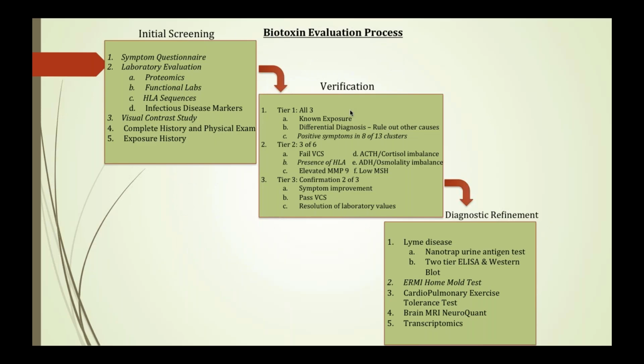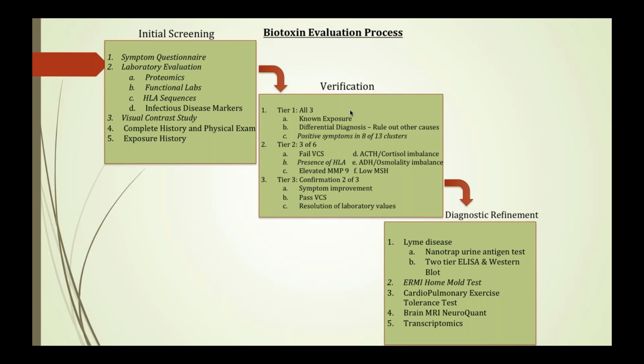So here's the evaluation process. I've tried to make it very clear in terms of how a patient meets criteria for CIRS. The first is you give them the symptom questionnaire, you go over the 13 clusters, and you see whether or not they have at least 8 of the 13. Now, with that being said, sometimes the patients only have 5 or 6.